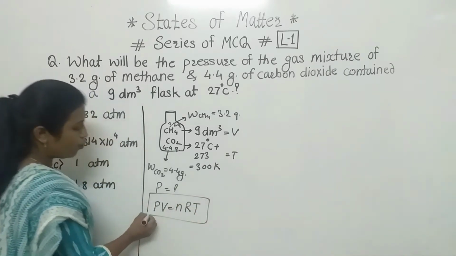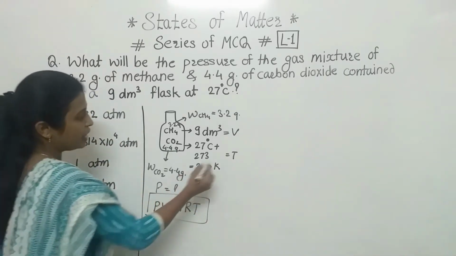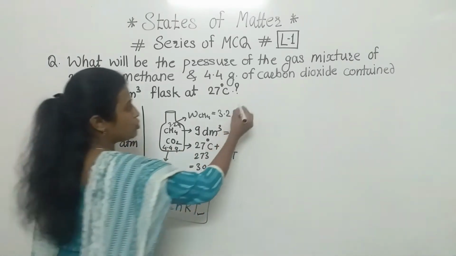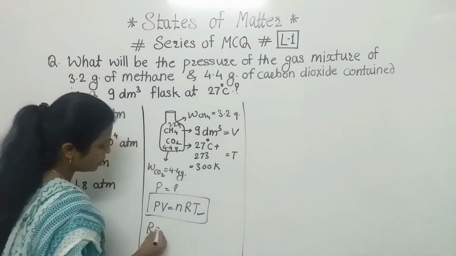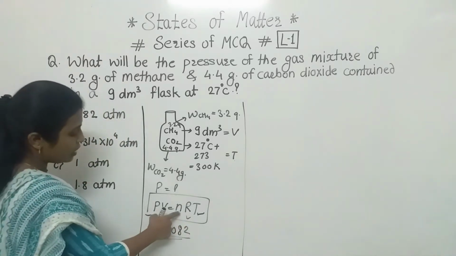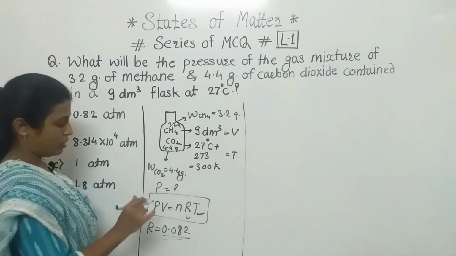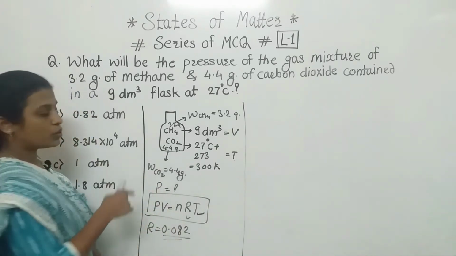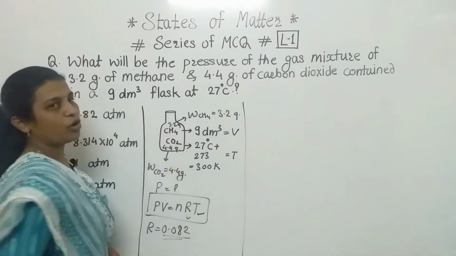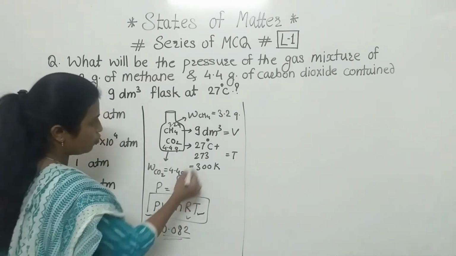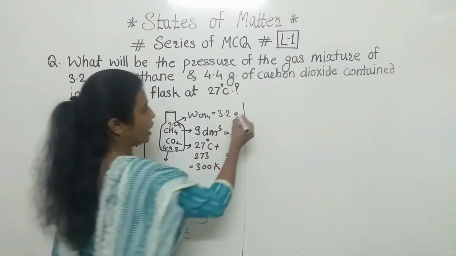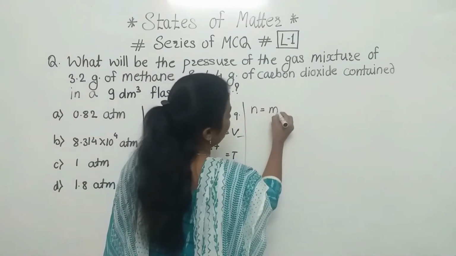Now tell me which terms are given and which are not. See, temperature is given. R: here the pressure is in atm, so we are going to take the R value, that is 0.082. Clear? So R is also known to us. n is the number of moles. It is not given, but that number of moles we have to consider for the flask, means the total number of moles of CH4 and moles of CO2. Volume is given and we have to find out the pressure. So firstly we have to calculate the number of moles for the mixture.